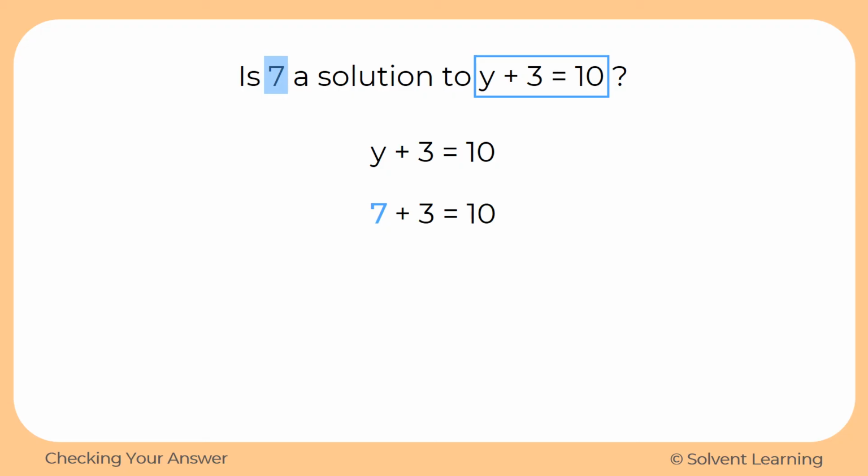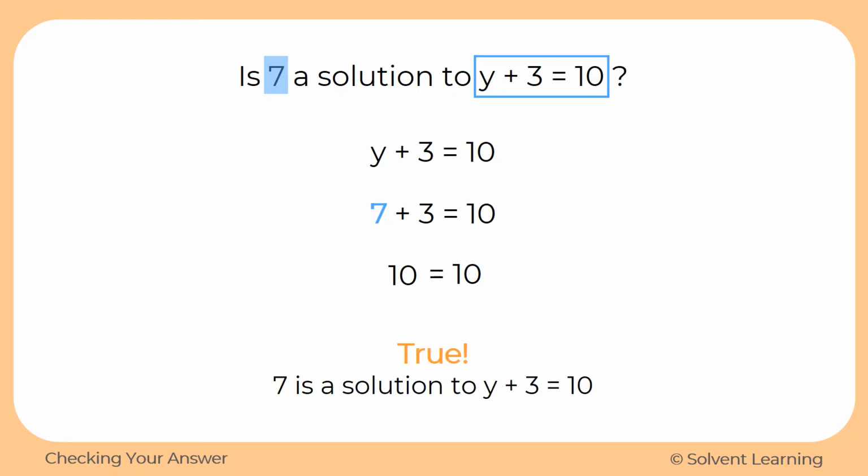Now our next step is to simplify both sides of the equation. So on that left side we have 7 plus 3. We can simplify that and it becomes 10. On the right side we just have the number 10. It's already simplified. There's nothing else we can do to it, so we just bring it down. And we look at our resulting equation. So now we have 10 equals 10. Well, hey, that's true. 10 is equal to 10. So that means that 7 is a solution to the equation y plus 3 equals 10.